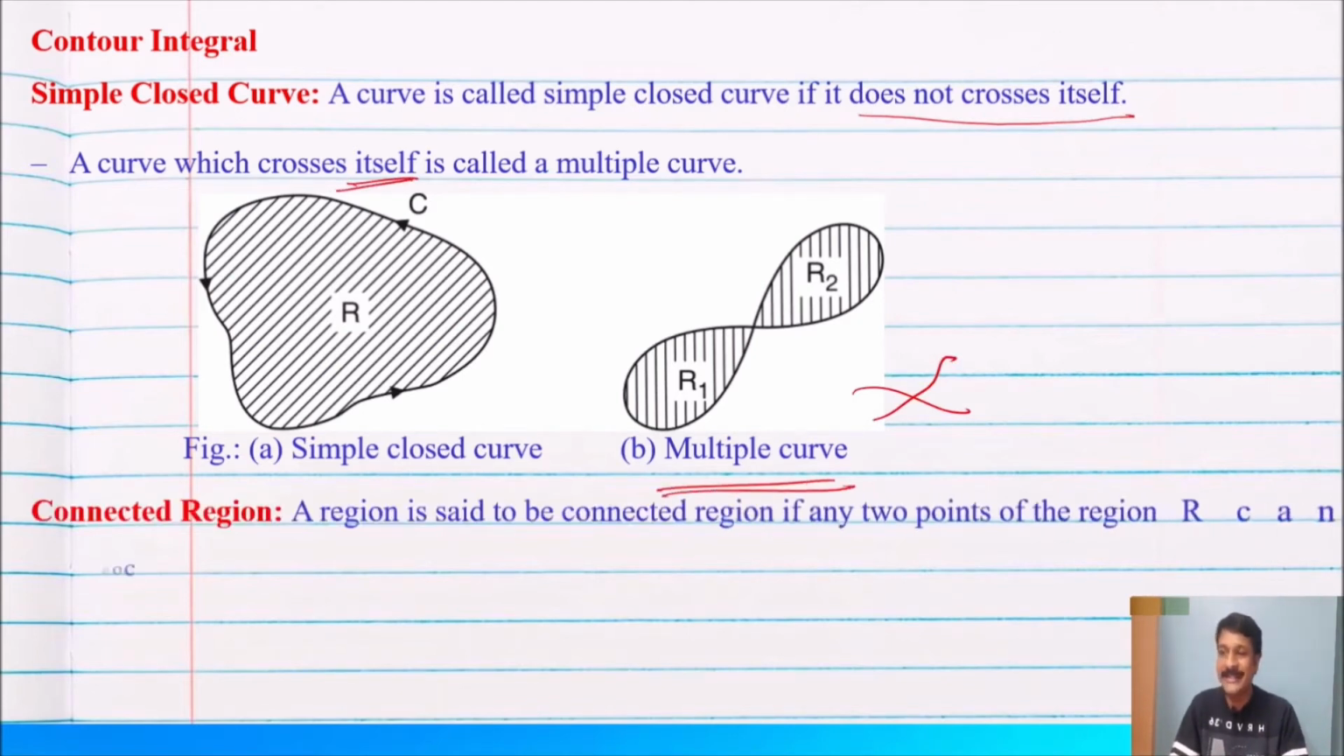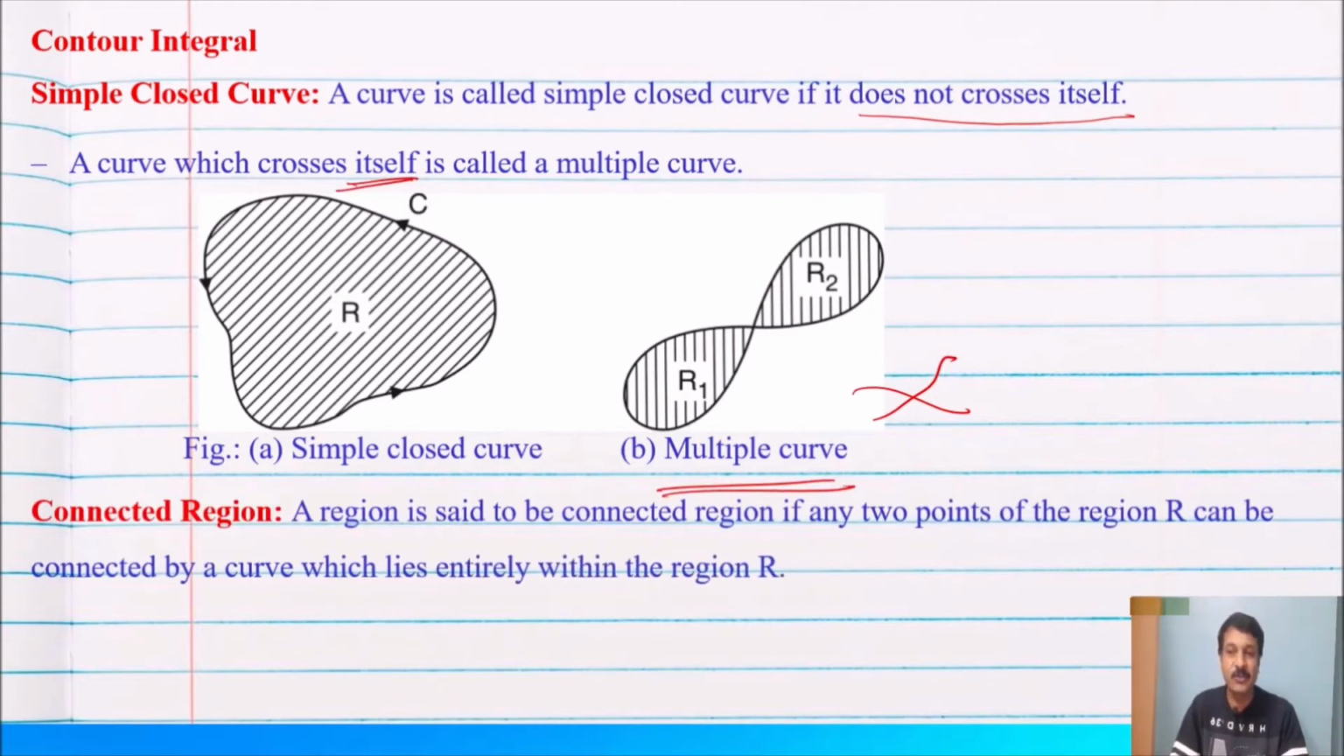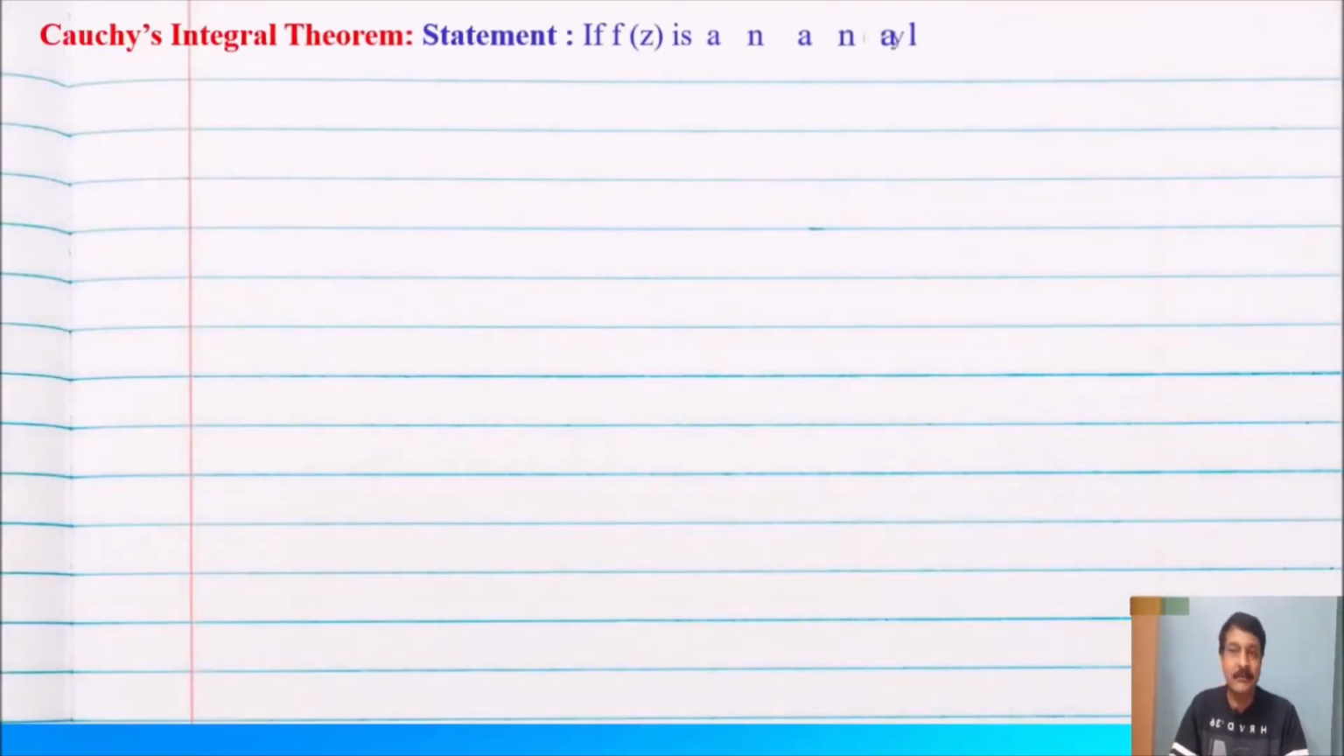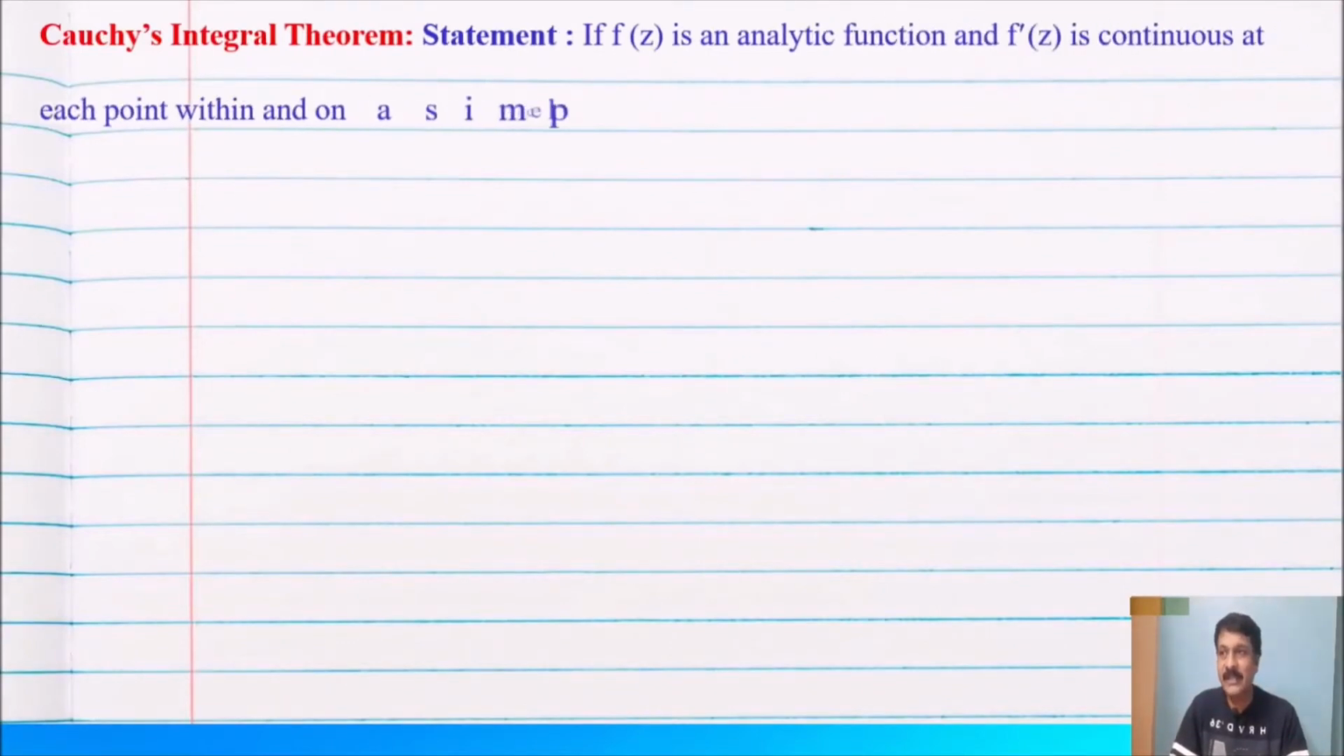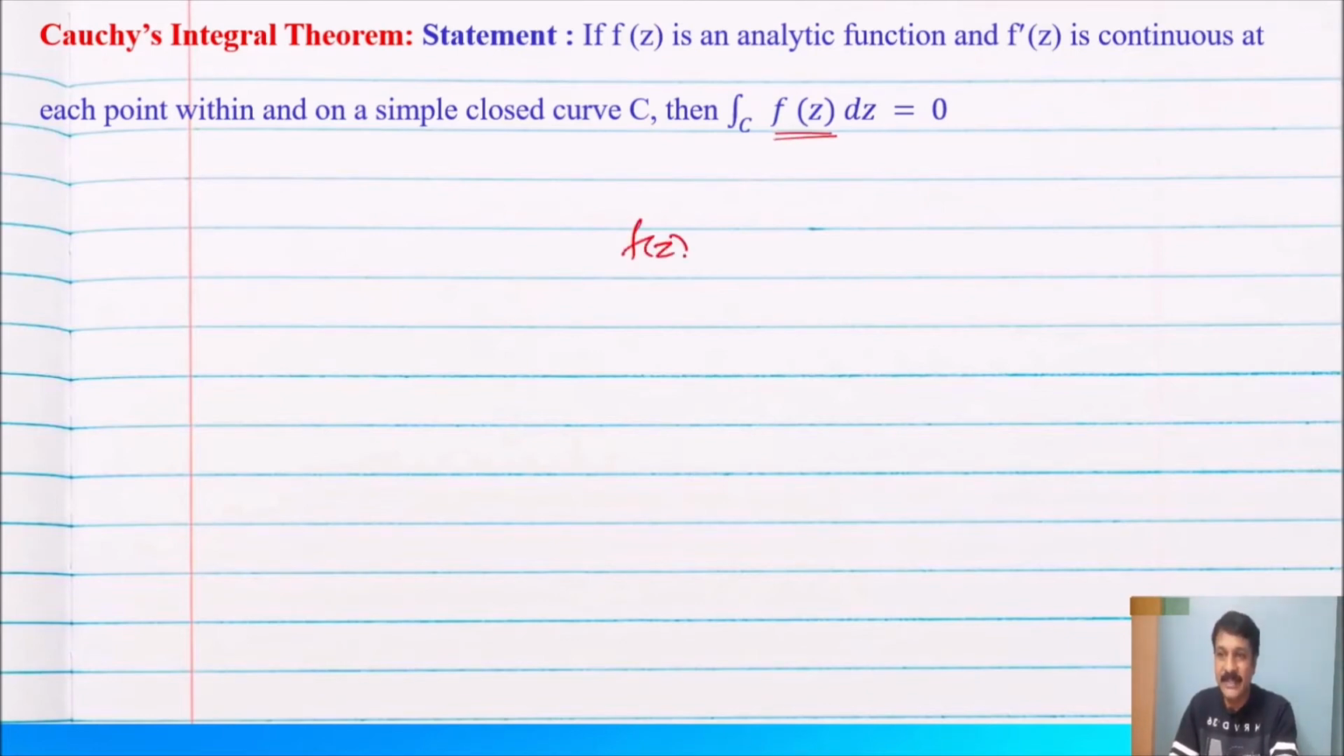Also, you remember the connected region. A region is said to be a connected region if any two points of the region R can be connected by a curve which lies entirely within the region R. So remember this one also. Now Cauchy's integral theorem. This is a very important theorem. Definitely there will be problems on this. The statement is: if f of z is an analytic function and f dash z is continuous at each point within and on the simple closed curve C, then integration over C of f of z dz equals 0. It means that if f of z is analytic and its derivative is continuous at each point within and on the simple closed curve C, then this value equals 0.